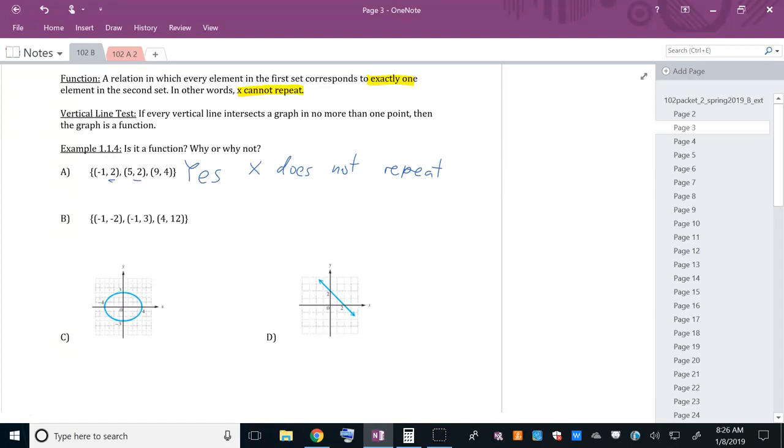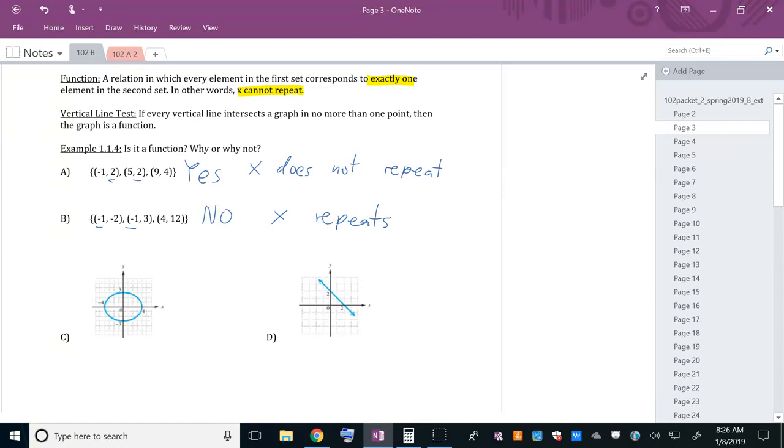What about the B example? I've got -2, -1, -2, -1, 3, and 4, 12. Here, I do have a repeat in the x, so no, because x repeats.